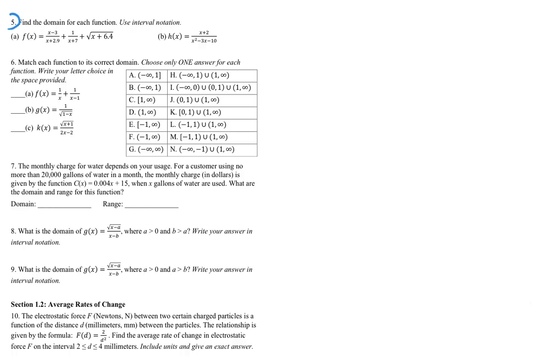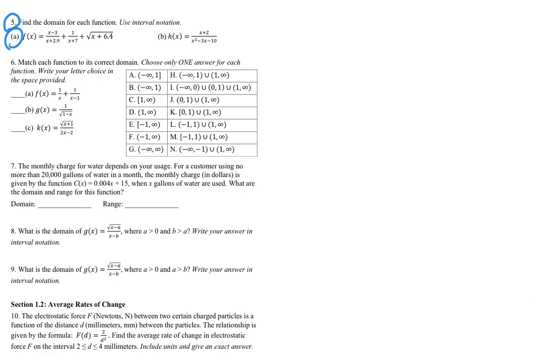Okay, let's start on the next problem, 5a. It says to find the domain of each function. One thing to notice here is that I have some rational functions, and I also have a square root function. For rational functions, we know that the denominator cannot be equal to 0. If it is, then the function is undefined. Also, for square root functions, the stuff underneath the square root cannot be negative. If it is, then the function is undefined.